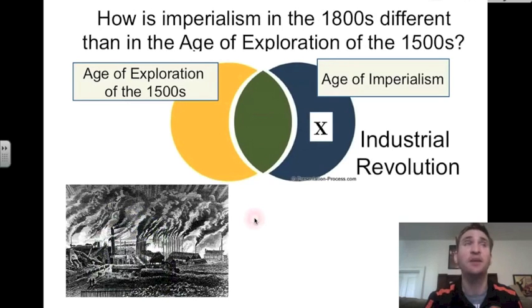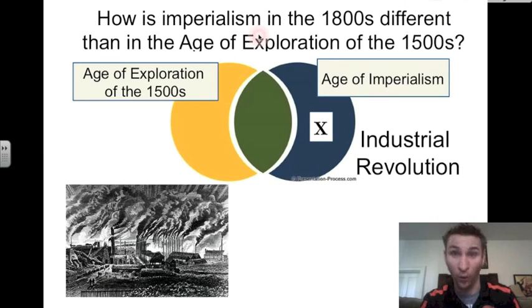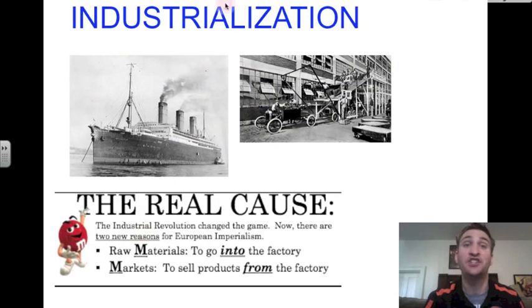But how is imperialism in the 1800s different than in the age of exploration 300 years before? Well, the difference is the Industrial Revolution in Europe. Factories grow in Europe, and there is demand for cotton, coal, and other raw materials. And there's also demand for markets to sell the finished products that come from these factories. So, industrialization makes this time different.